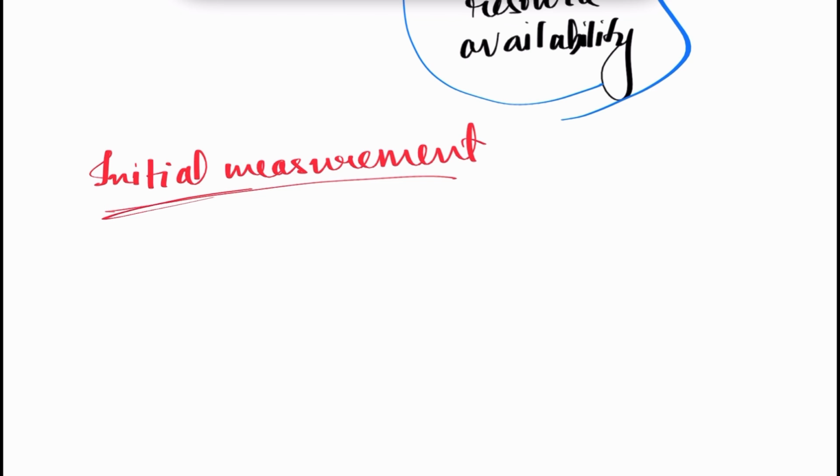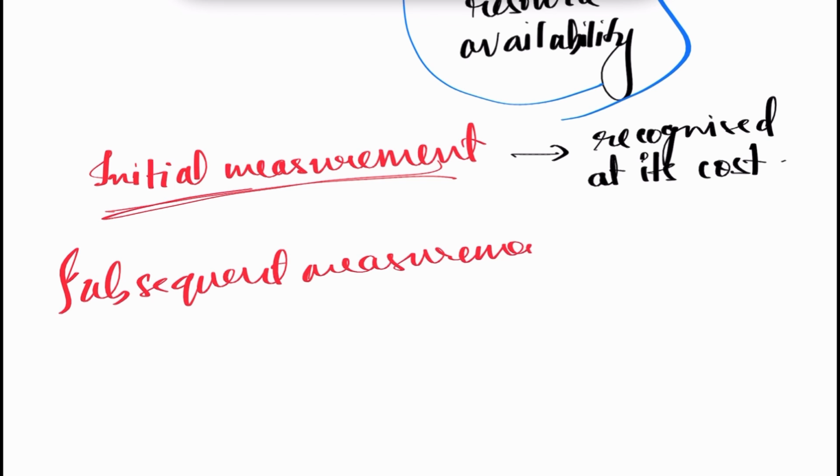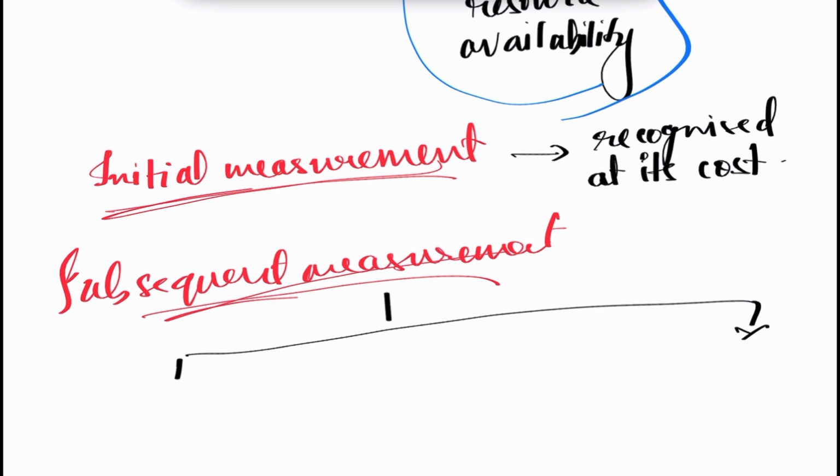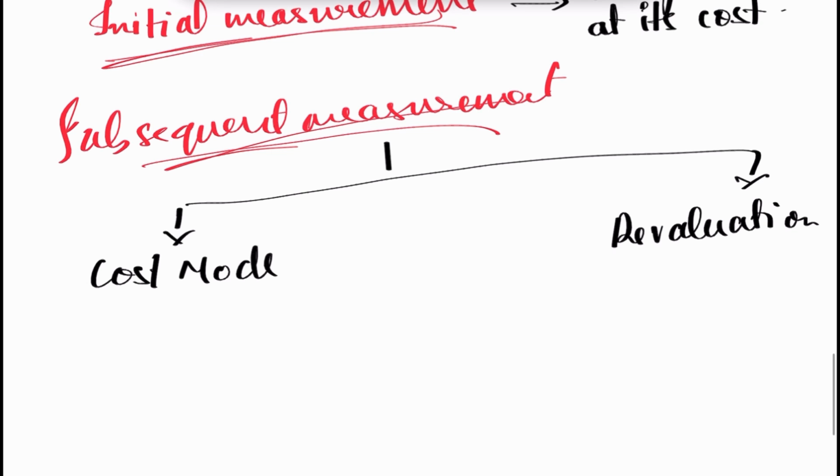Then next is initial measurement. So intangible asset is initially recognized at its cost. Then subsequent measurement. Under subsequent measurement there will be two models. First model is cost model, second model is revaluation model.